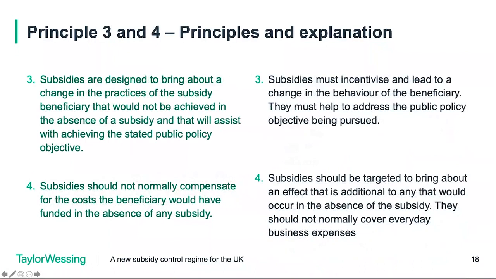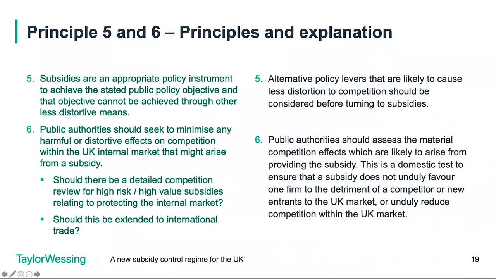Principle number 3, subsidies are designed to bring about a change in the practices of the subsidy beneficiary that would not be achieved in the absence of a subsidy, and that will assist it with achieving the stated public policy objective. Principle number 4, subsidies should not normally compensate for the cost the beneficiary would have funded in the absence of any subsidy. For example, it should not be used to cover everyday business expenses. Principle number 5, subsidies are an appropriate policy instrument to achieve the stated public policy objective, and that objective cannot be achieved through other less distortive means.